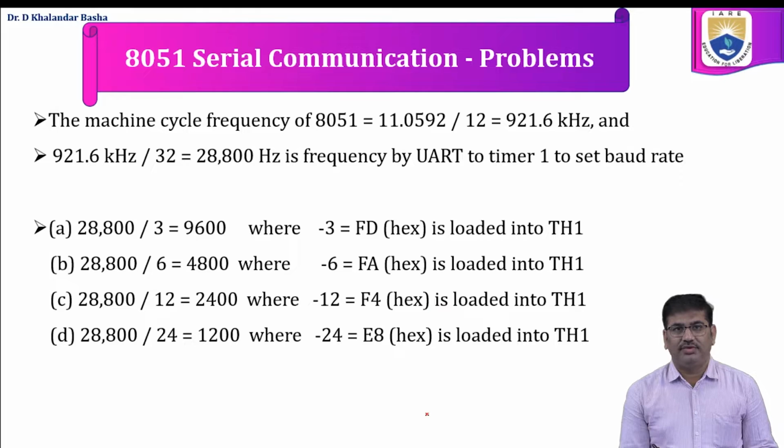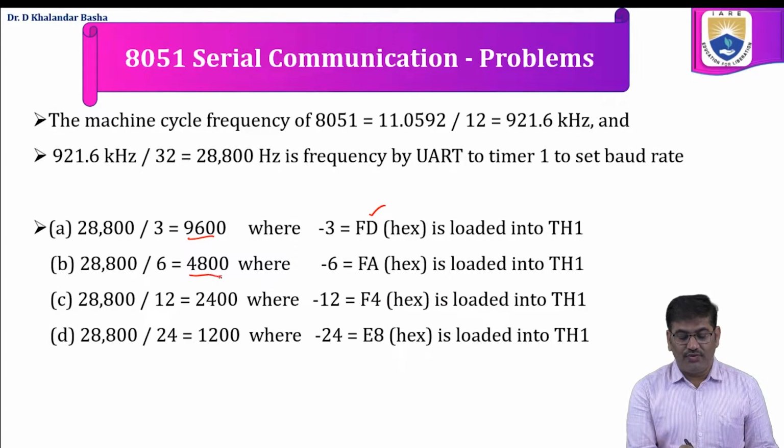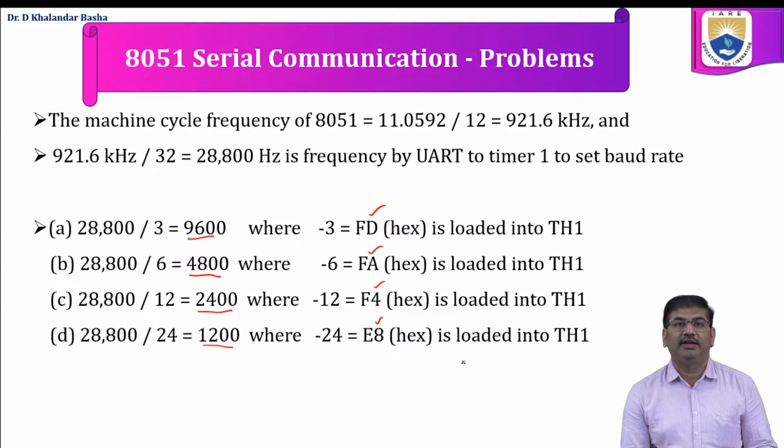So the values which we have to load for 9600 is FD, 4800 is FA, 2400 is F4, 1200 is E8. And the mode of configuration is auto reload mode.